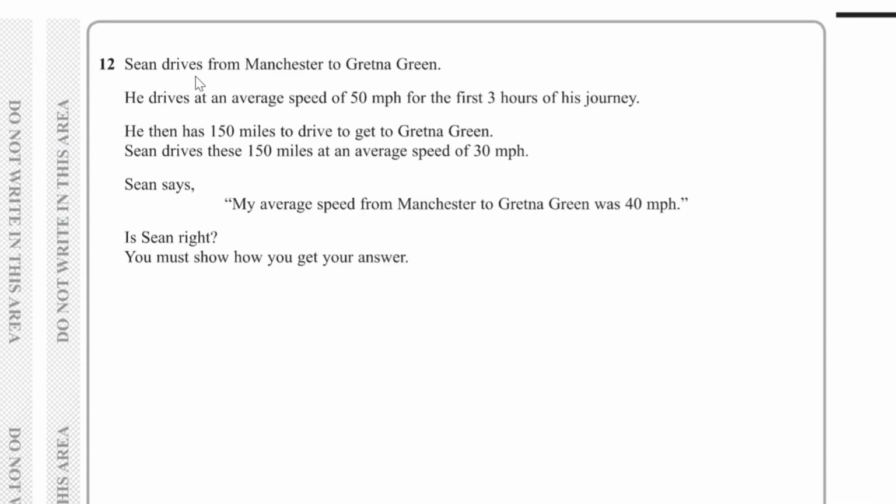Question 12. Sean drives from Manchester to Gretna Green. He drives at an average speed of 50 miles per hour for the first 3 hours of his journey. He then has 150 miles to drive to get to Gretna Green. Sean drives these 150 miles at an average speed of 30 miles per hour. Sean says, my average speed from Manchester to Gretna Green was 40 miles per hour. Is Sean right? You must show how you get your answer.